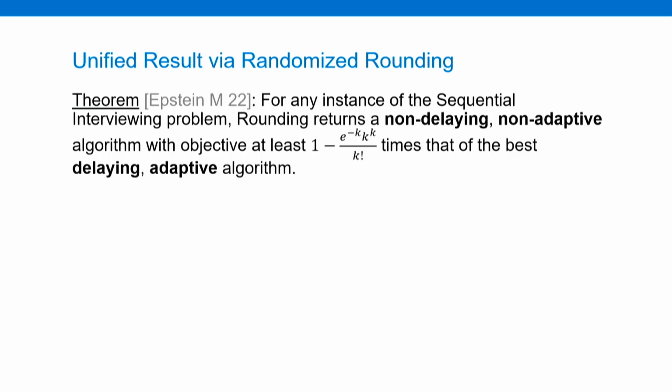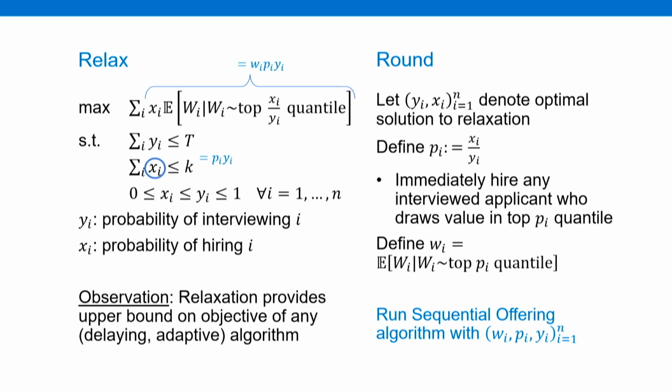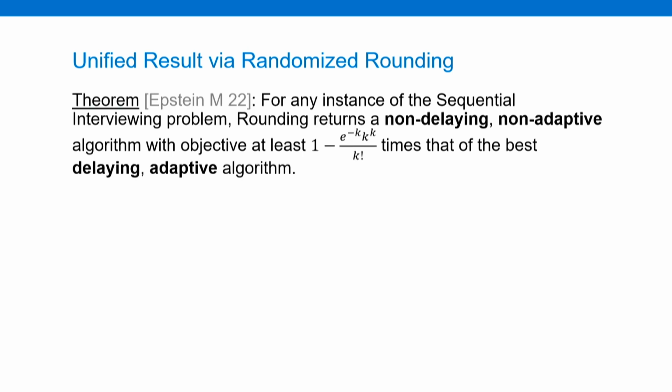And essentially now, note that in this sequential interviewing problem, I gave myself a non-delaying, non-adaptive algorithm, right? I forced my algorithm to be non-delaying. It made decisions right away. And it was non-adaptive, because it's the same argument. I'm still sorting, and I'm not adapting to how many positions are left. And this shows that you can always get the same approximation ratio compared to the best delaying adaptive algorithm. So unlike before, this is not just an adaptivity gap result.